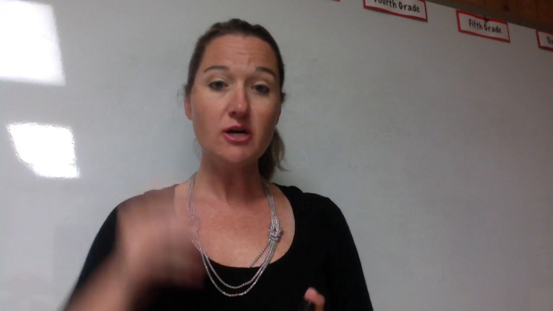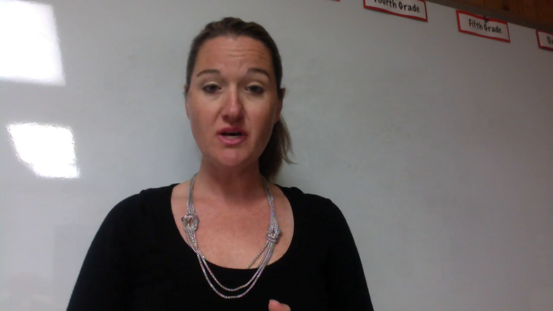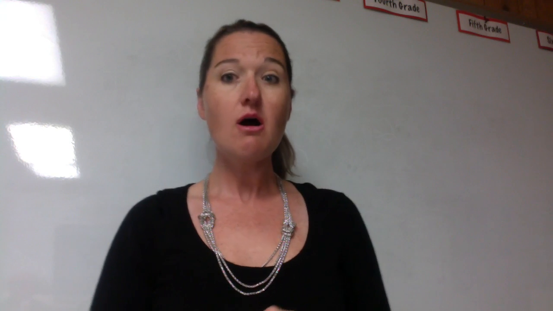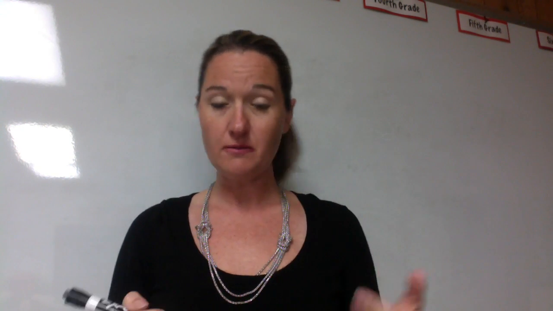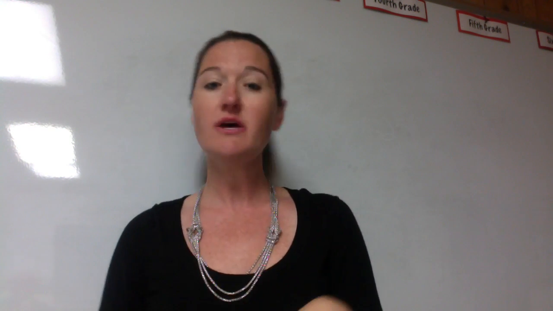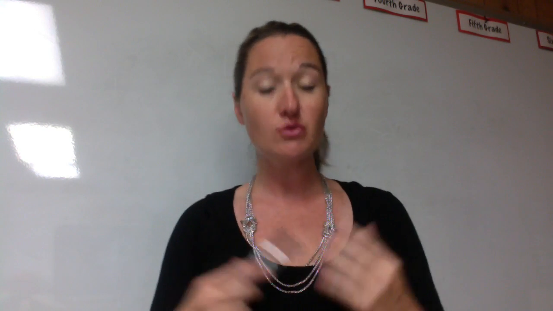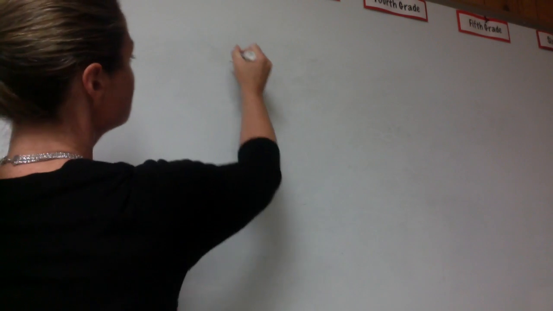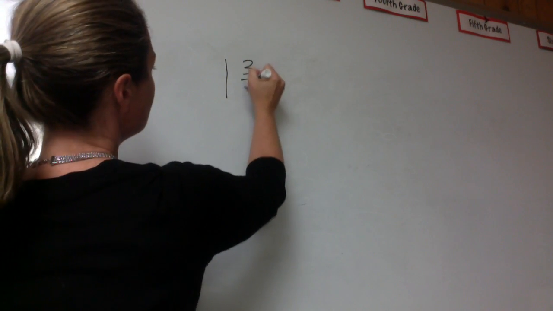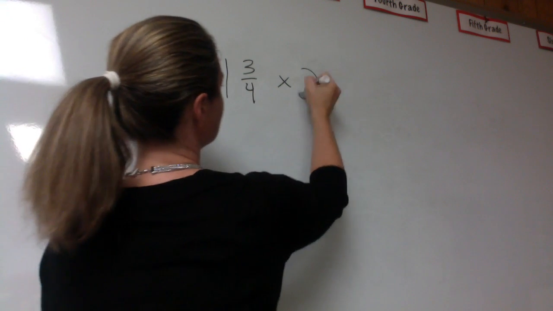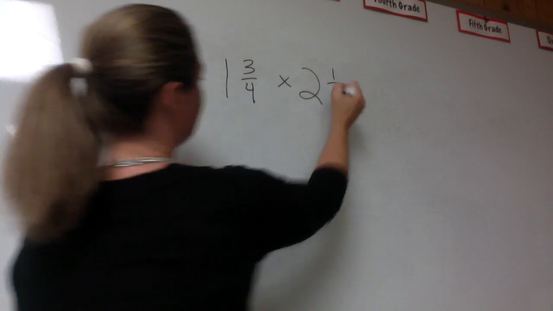We're going to go ahead and talk about how to multiply mixed numbers. All right, now if you recall, if you watched the last video, I said that multiplying fractions, there's a lot of steps involved. Now this is going to be one of those examples where there are a lot of steps that we need to follow in order to multiply mixed numbers. Okay, so say we've got 1 3/4 times 2 1/5.